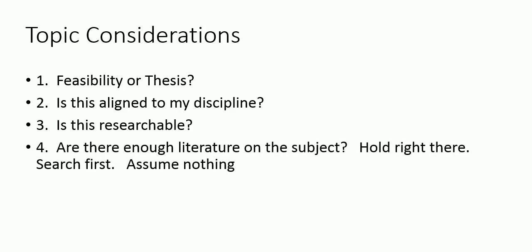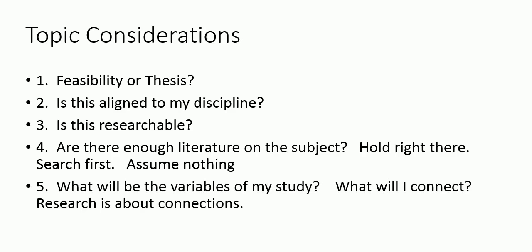The fourth is, are there enough literature on the subject? But hold right there. A lot of people would say, sir, this is new, nothing has been written yet. Hold right there. Search first. You should not assume anything. If you just put a random topic in the Google Scholar search bar, you see there are many researchers who have written about the subject. So don't assume yet. Look for the literature.